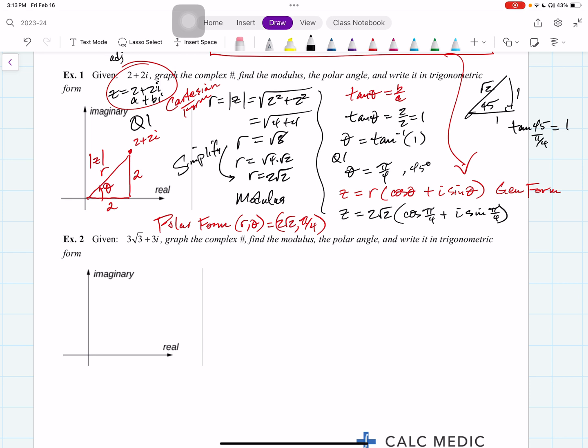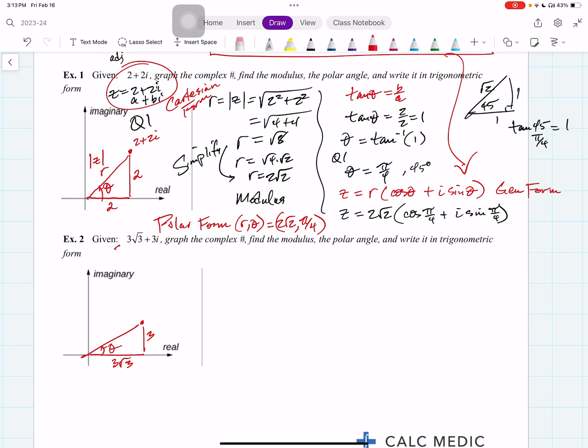All right, I'm going to assume that you did that. So let's check your work here. I'm going to graph just so you can see it here. Here you go: 3 root 3 to the right, and then you go up 3. And there's a little sketch of your number there.